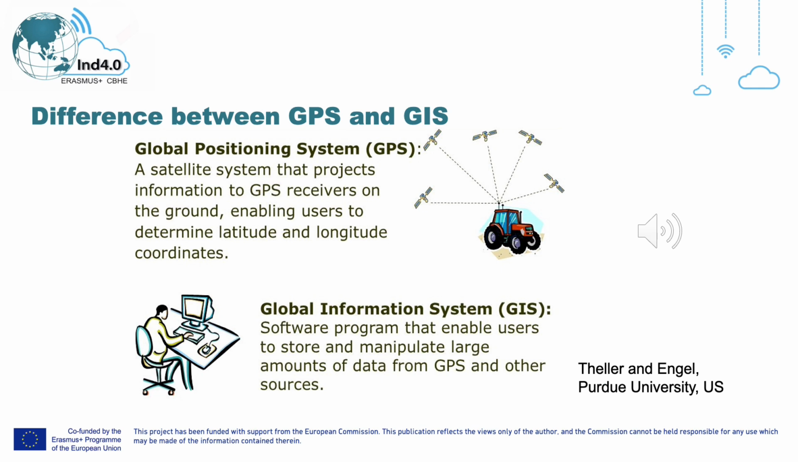So the next question is, what is the difference between GPS and GIS? Citing Taylor and Engel from Purdue University, US, the GPS is a satellite system that projects information to GPS receivers on the ground, enabling users to determine the latitude and longitude coordinates. While GIS is a software program that enables users to store and manipulate large amounts of data from GPS and other sources. So simply, the difference is that GPS are used to find the exact locations of things, while GIS are used to record information onto the maps.